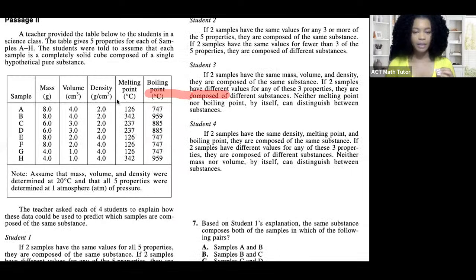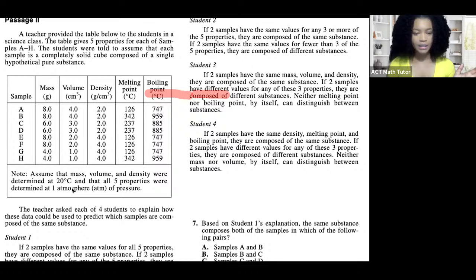All right, so we're back here on the chart. Sample A, that doesn't have anything to do with mass. The temperature doesn't have anything to do with volume or density. Temperature, degrees Celsius, only refers to melting and boiling point. Okay? So I know what they're asking me has something to do with these two columns on the chart, but only for sample A. Okay, melting point, boiling point.